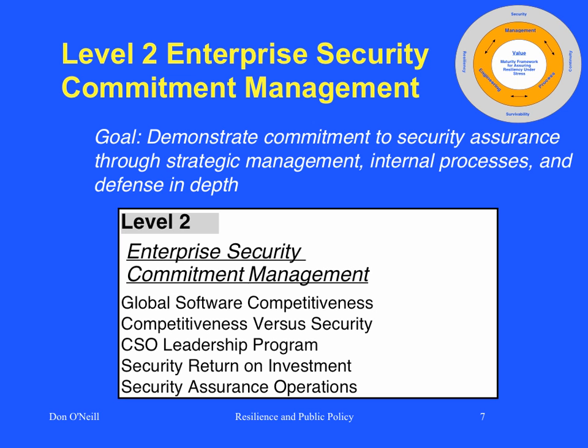The Level 2 goal is to demonstrate commitment to security assurance through strategic management, internal processes, and defense in depth. How is commitment achieved, quantified, and expressed? Commitment is achieved by coping with the stresses and conflicts between competitiveness and security. Commitment is quantified by calculating security return on investment in terms of preparation and incident costs, cleanup costs, lost opportunity costs, and reconstitution costs. Commitment is expressed through a Chief Security Officer Leadership Program and Security Assurance Operations.